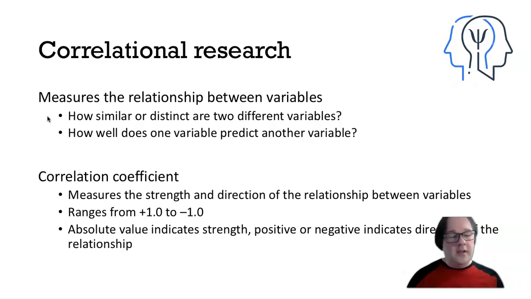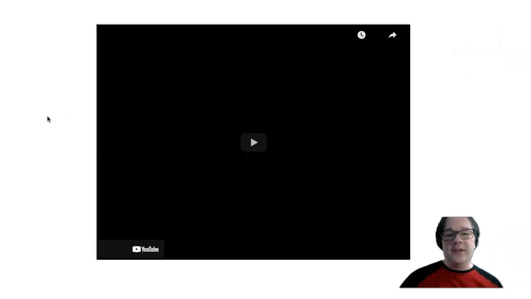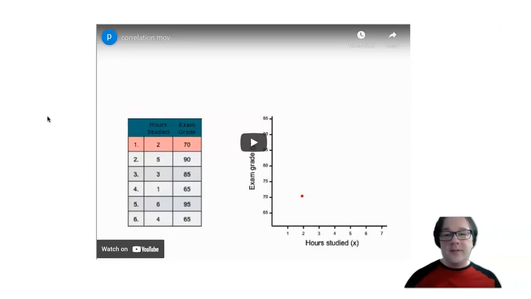So let's do a quick example here. This is a really blurry video. Now that we're all in high def here, it'll get a little better. Okay, so this is just a little video that I put together of a scatter plot. So what does the scatter plot do? Well, it takes the data that we have for two variables, in this case, the number of hours a student studied and the grade that they got on the exam.